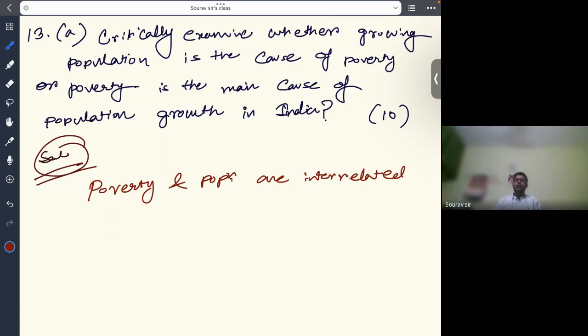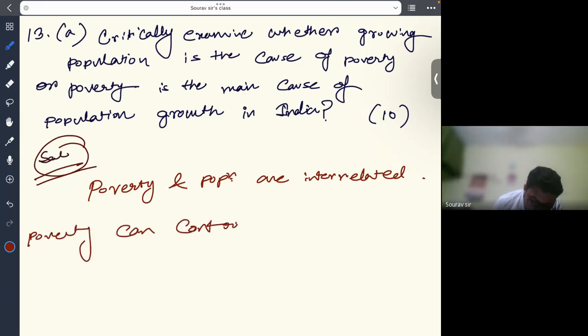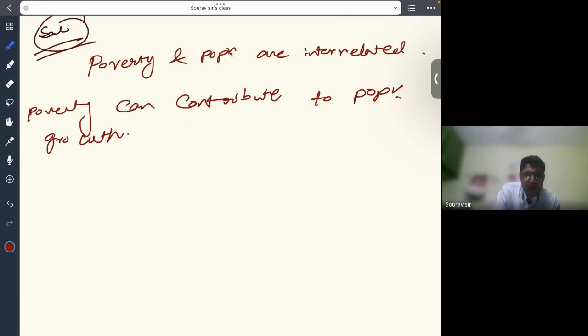So, on one hand, poverty can contribute to population growth in several ways. For example, poor families may have more children in order to have more earners in the household, or to ensure that they will have support in old age. Poverty can also lead to limited access to education and healthcare, which in turn can lead to higher birth rates and infant mortality rates. So poverty can contribute to population growth, obviously.